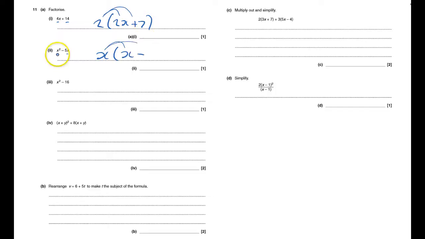And how do I get the minus 5x? That'll be times by minus 5. Again, just check. X times x is x squared. Minus 5x. Good. What goes into both of these here? Well, nothing does. So this is going to be quadratic and this is going to be a double bracket one.